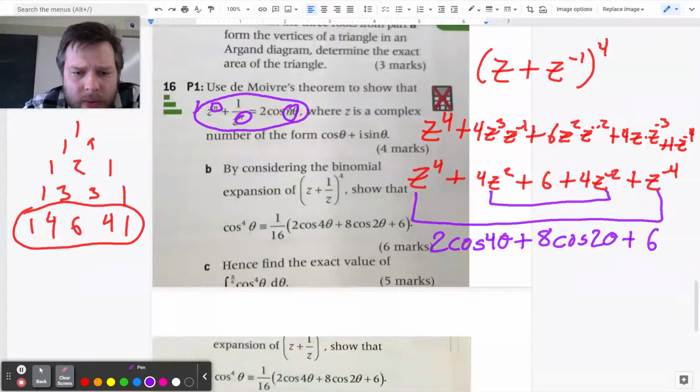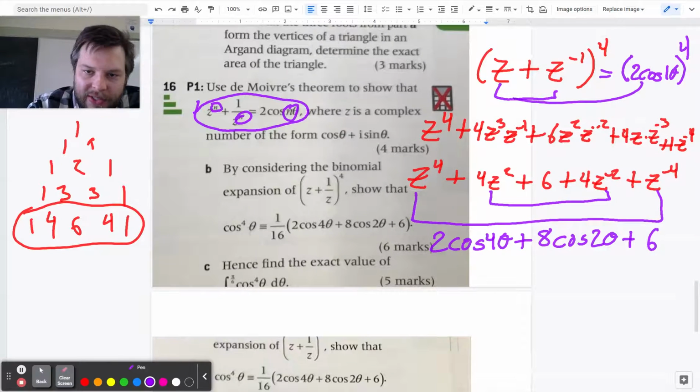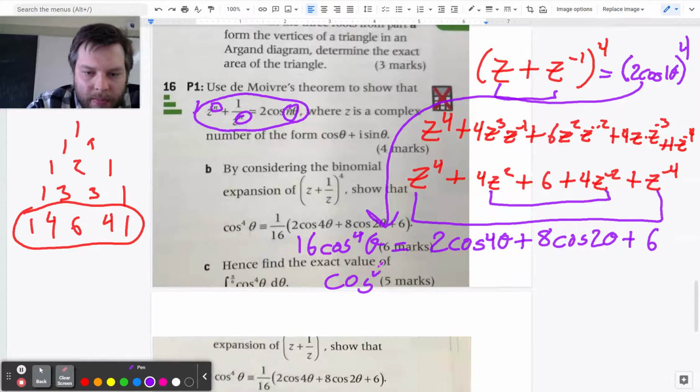What am I missing? Where does the cosine to the 4th power come from? So the original problem here, z plus z to the negative 1, we're going to use that again. We can rewrite this as 2 cosine of 1 theta, or just regular theta, to the 4th power. So if I slide that part down here, 2 to the 4th becomes 16, cosine to the 4th theta there, and we can divide by 16 to get the requested result.